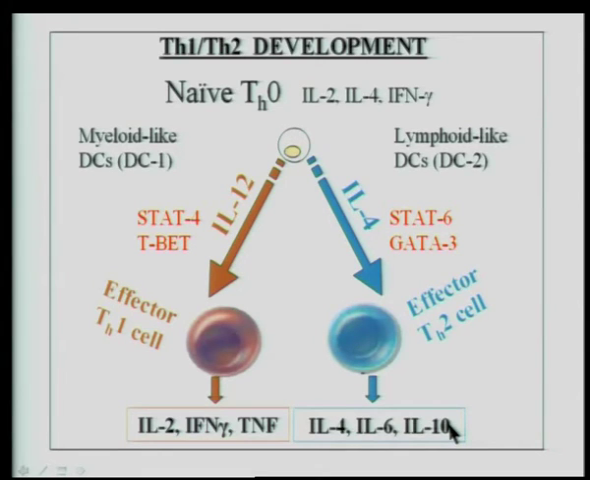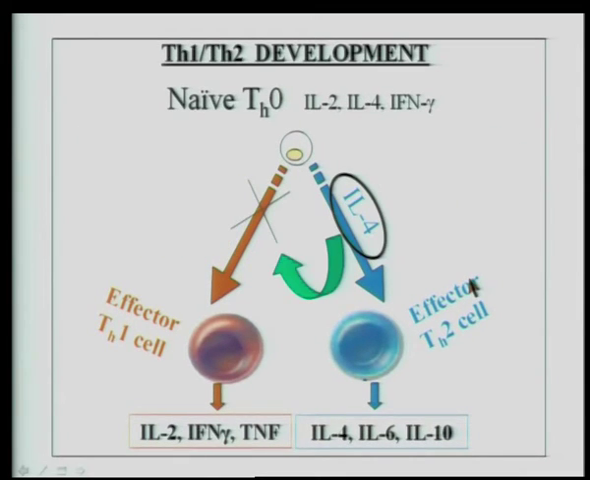So, how is this pathway regulated? STAT6 and GATA3 are the ones. GATA3 is a transcriptional factor. So, when GATA3 is active, then you have Th2 formation. When T-bet is active, you have Th1 formation, and STAT6 is predominantly active for this pathway of Th2 effector cell differentiation.